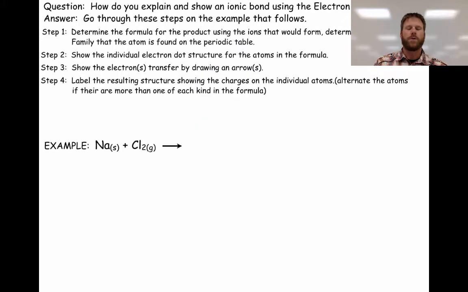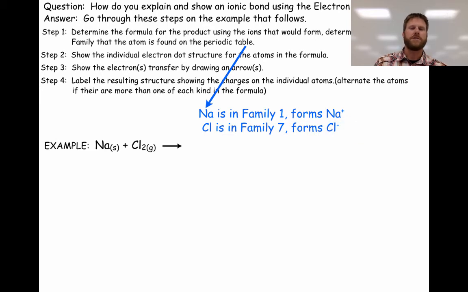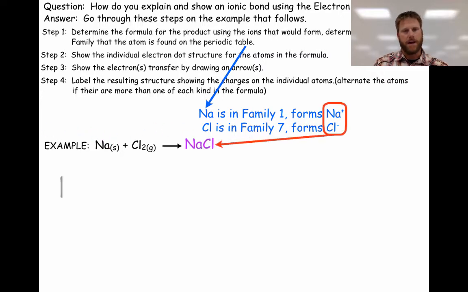Now we can also represent this using the Electron Dot Method. So if we follow these steps, we can make a diagram that represents the formation of an ionic bond using the Electron Dot model. So determine the formula for the product the same way we did before. Sodium is in family 1, so that's Na+. Chlorine is in family 7, so the ion would be Cl-. Everything in family 1 forms a +1 ion. Everything in family 7 forms a -1 ion. So the formula would be NaCl.